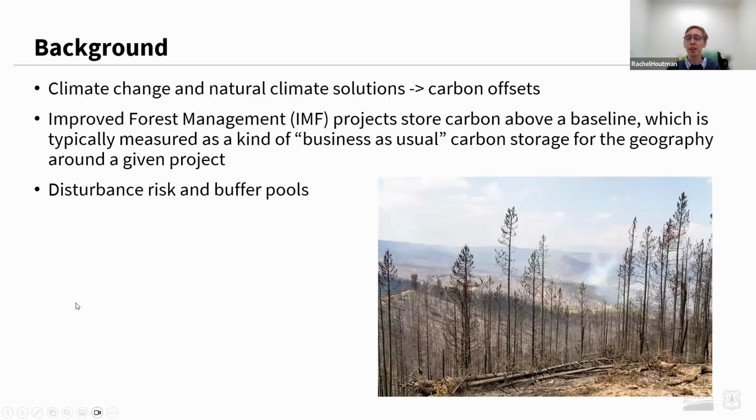Reducing emissions and capturing carbon using natural climate solutions like carbon offsets is one of the tools in our toolbox for stabilizing, reducing the increase in atmospheric greenhouse gases. In this case, we're going to talk again about improved forest management projects, which store carbon above a calculated baseline. That baseline is usually calculated by looking at the business as usual approach to management in the general area that the project is located. The carbon that's measured above that baseline can potentially be available for crediting.